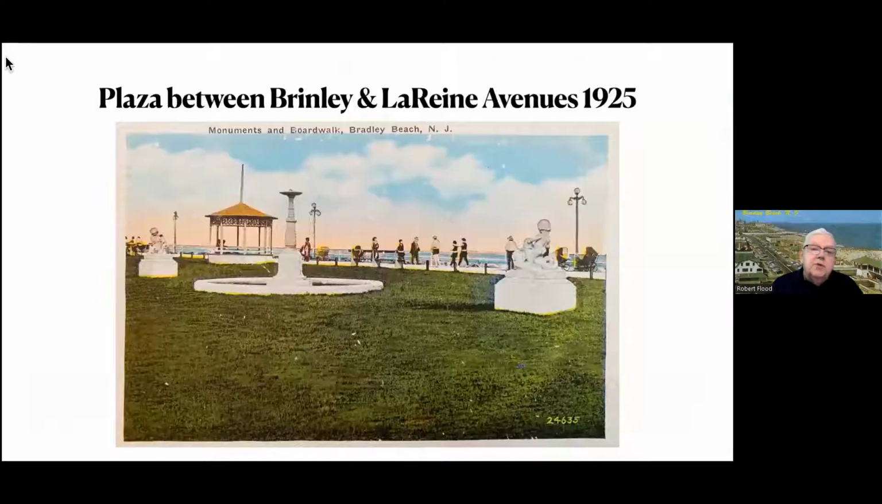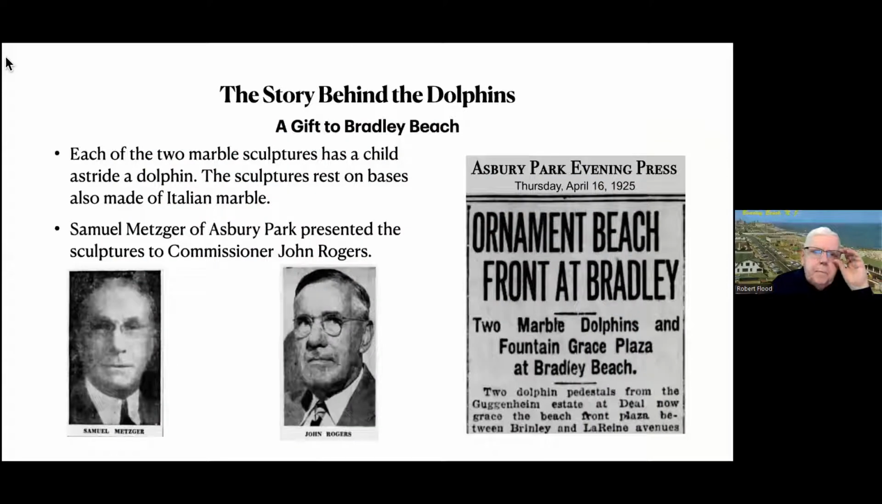On this plaza between Brindley and Lorraine Avenues in 1925 were placed the 2 statues that have figured prominently in the news on several occasions, but the story behind where they came from really has been buried. One of the things that we were able to come across is this newspaper article from 1925. These were a gift to Bradley Beach. There was no paper trail of money because they were a gift.